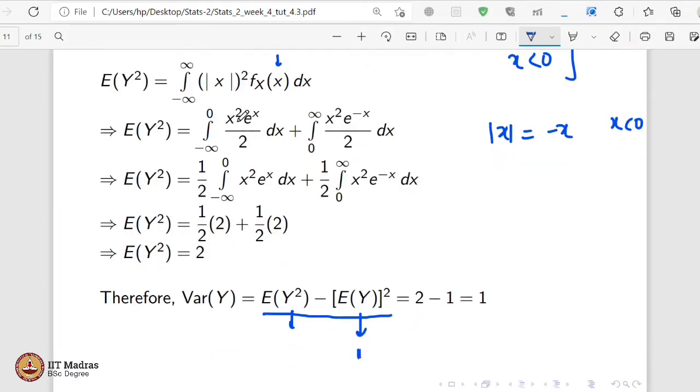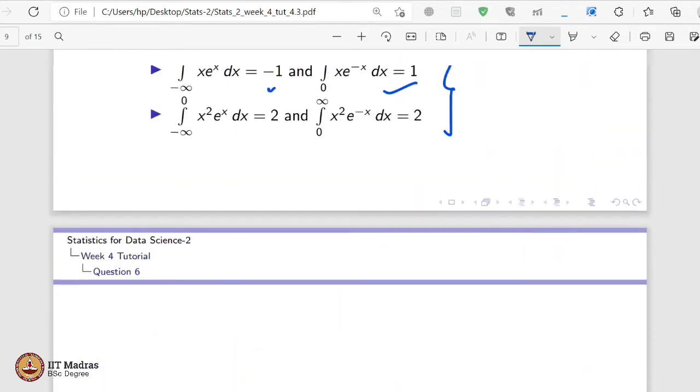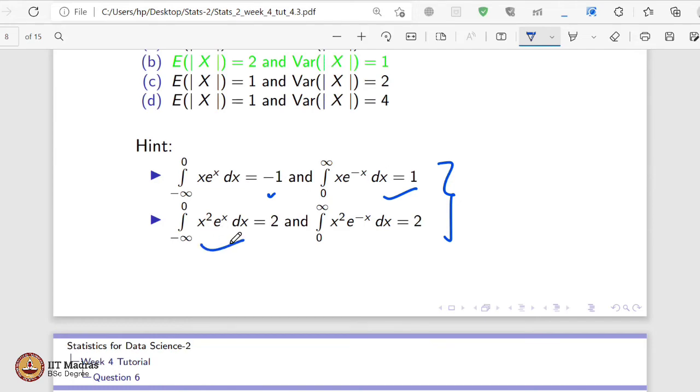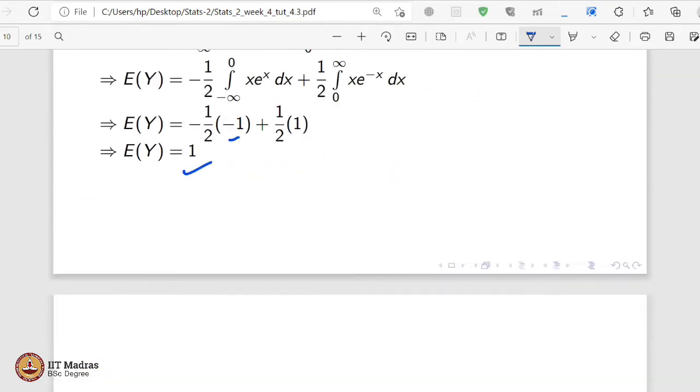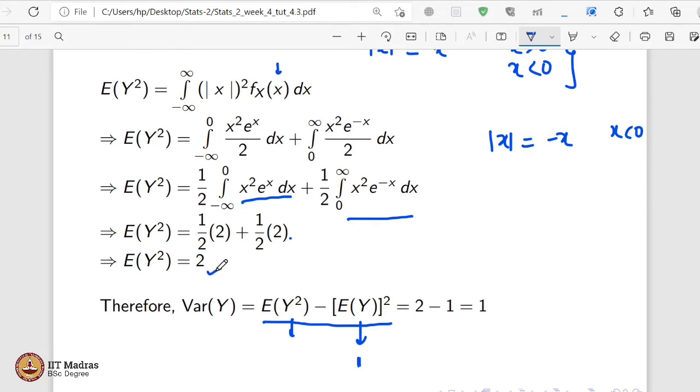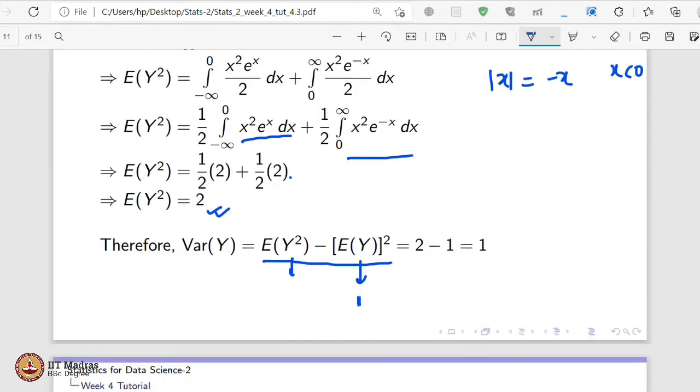Now that it has changed to x square, we have 1 upon 2, and we integrate from minus infinity to 0 and then 0 to infinity. This value we already have as 2, and for this also we already have the value as 2, so we write 1 upon 2 into 2 plus 1 upon 2 into 2. This value has been given in the hint, so you don't have to integrate it. So we have 2 as the expectation of y square, and you can write 2 minus 1 whole square.